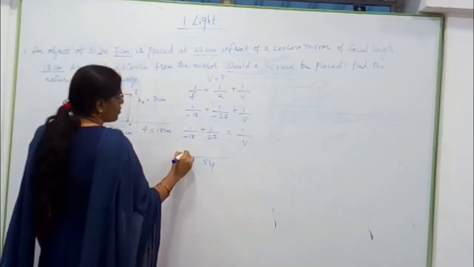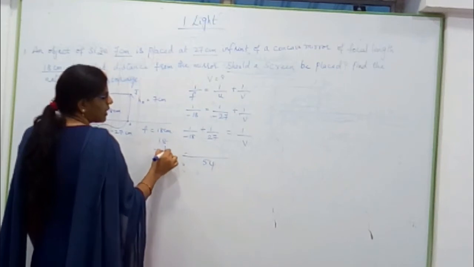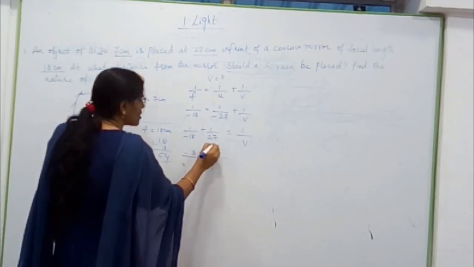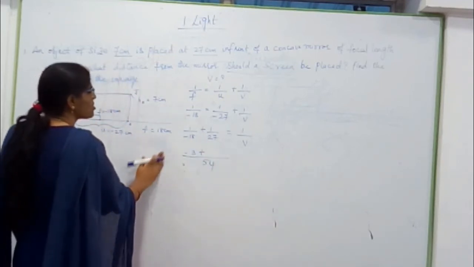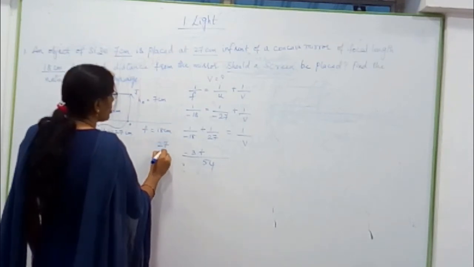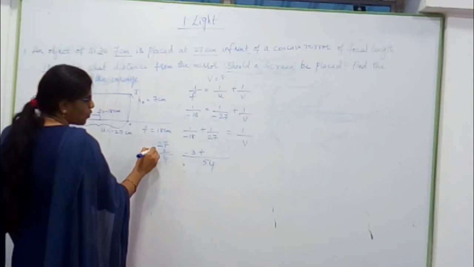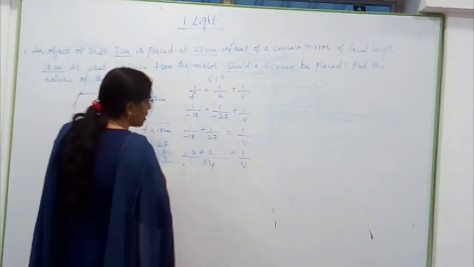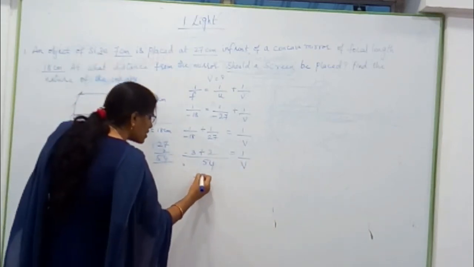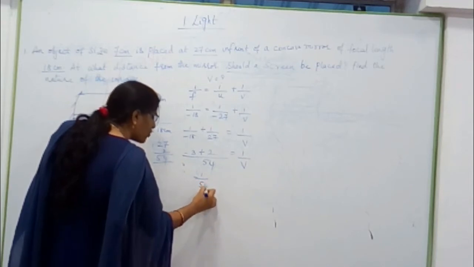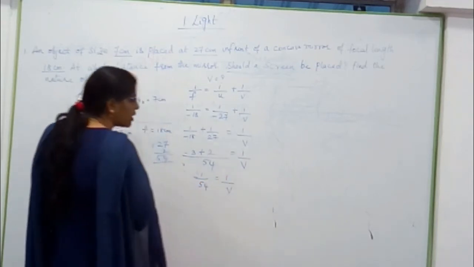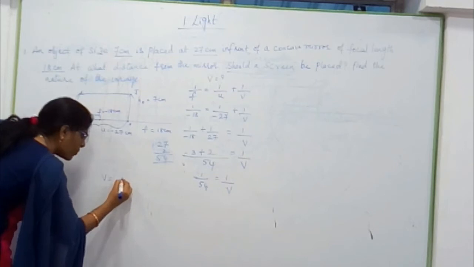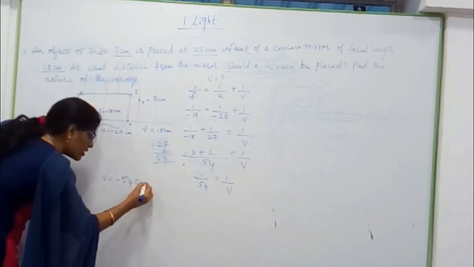18 how many times will it go into 54? 3 times. 27 goes 2 times. Hence minus 3 plus 2 is minus 1 by 54, which is equal to 1 by V. I want the V value. V is equal to minus 54 centimeters.